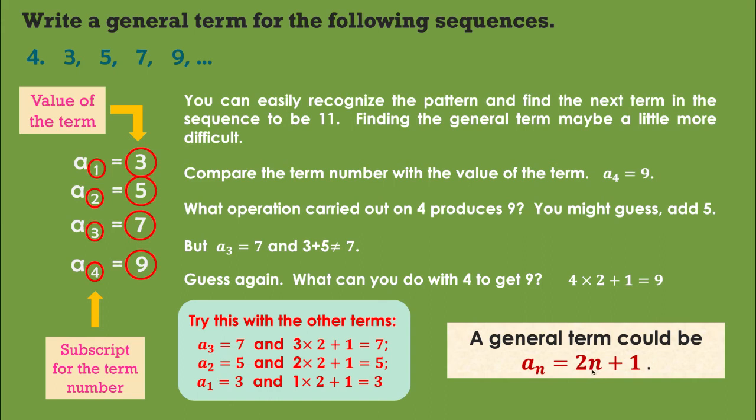Okay, so a sub n equals 2n plus 1. Again, where did we get this 2n? This is from 2 times your n, or your subscript. So 2 times n plus 1. That will be the general term in this example.